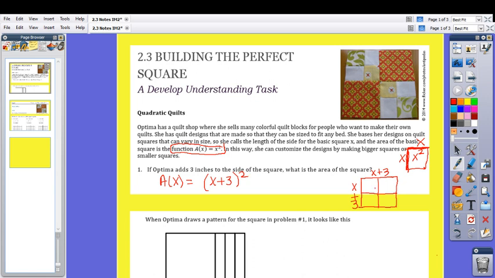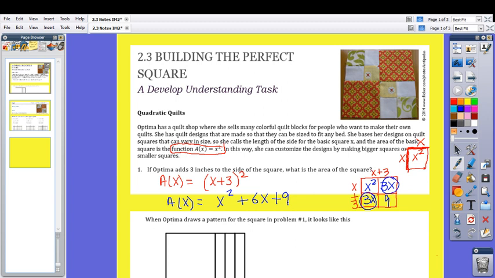So when you multiply and figure out the area, that will be x times x, so x squared. This will be 3 times x, so 3x. This will also be 3 times x, so 3x. And then this will be 3 times 3, so 9. Now you can add these two, so that will give you 6x. So A(x) will be x squared plus 6x plus 9.